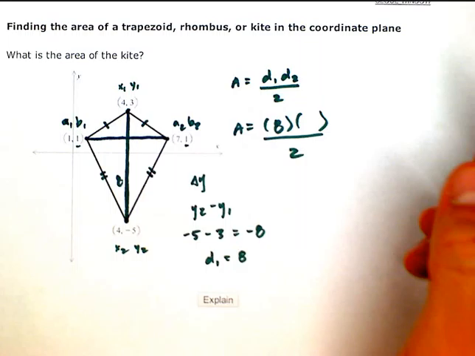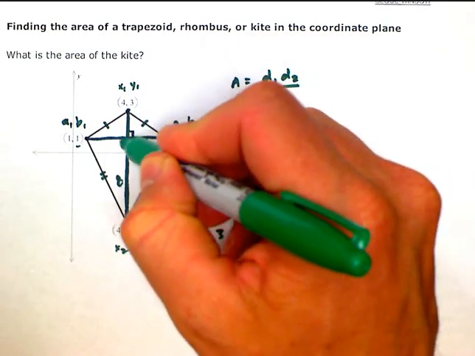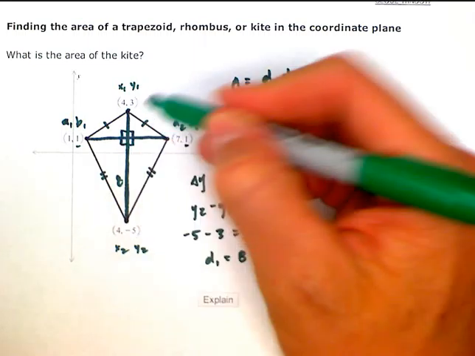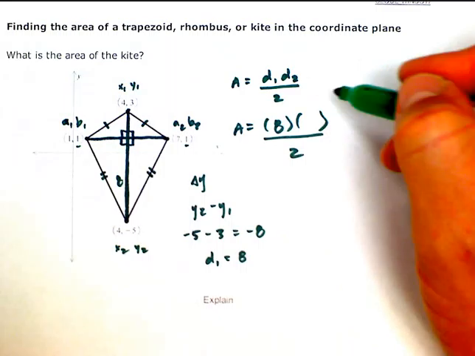And the diagonals of the kite create 90-degree angles. So there's several ways we could go about figuring out the area, but the easiest is to just plug it into this formula for the area.